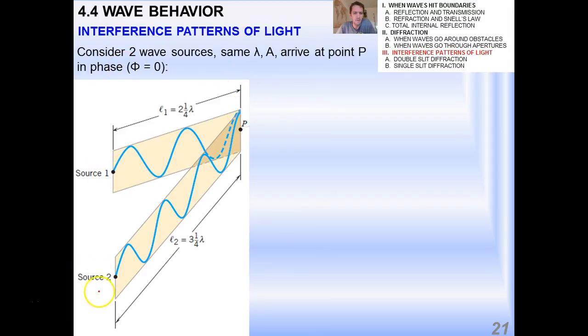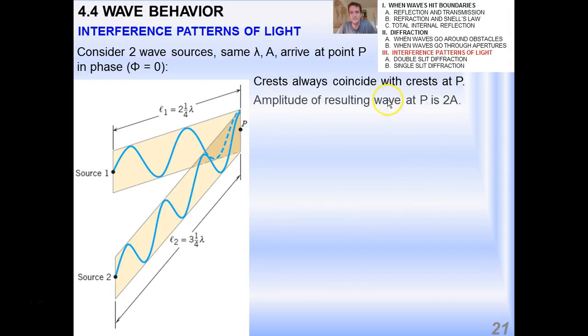Okay, so they start off in phase. Each of them is emitting a crest at the same time and a trough. They have the same amplitude, same frequency, same wavelength. Arriving at point P in phase means that the phase difference is 0. This means that the crests always coincide with crests at P, and the amplitude of the resulting wave at P is 2a. Now, the only difference between these two waves is that the path length between their source and this point P is different, okay?